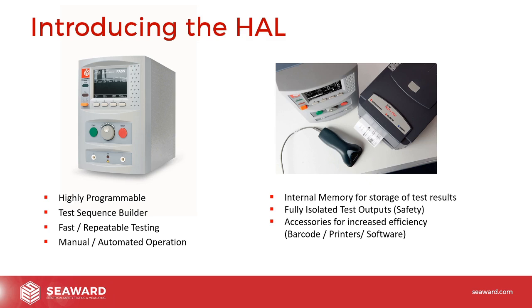The ethos of the HAL tester is really that it is designed primarily for production line environments. So with that, we make it completely programmable. You can create test sequences which flow in a certain order. So your operators will just simply enter some details about the product they're testing. That could be things such as serial numbers for record keeping capabilities. And then they'll follow a defined period of tests. So every test you want them to perform, with the order you want them performed, for the times you want them performed, with the limits you want, will all be built into our test sequence builder.